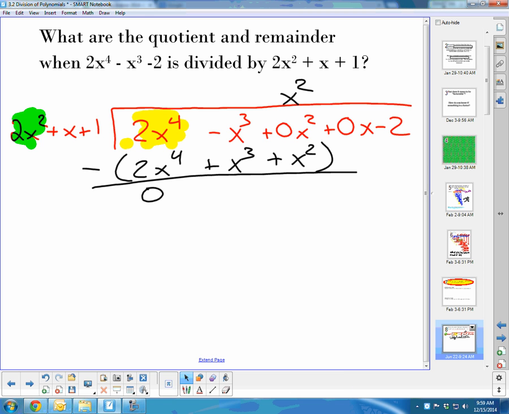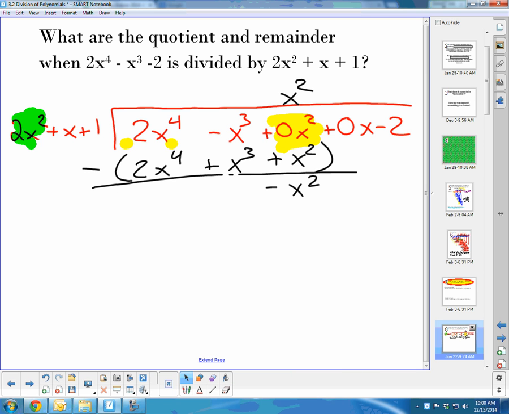Then I will continue, and I will have negative x cubed minus x cubed. That's actually going to give me a 0 as well. Then I'll have 0x squared minus x squared, and that will give me a negative x squared. I don't believe that I need these, so I can erase those.